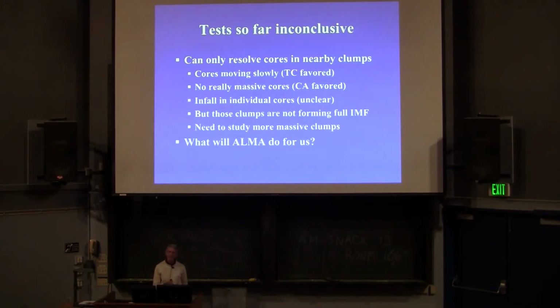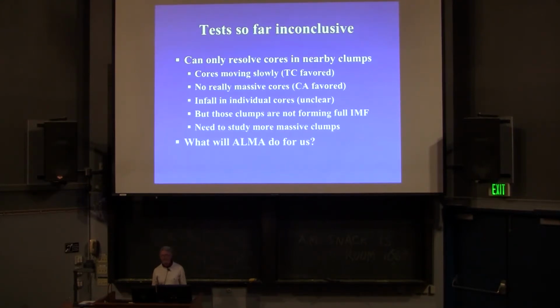In the nearby clouds, we can resolve cores, but they're not in these massive regions that we would like to study. And what we find is that the cores are moving very slowly, so that's in favor of the turbulent core picture. But there's no really massive cores. If you remember the plot I made of the core mass function, it sort of stopped at maybe 5 or 10 solar masses. So you might say that competitive accretion is favored there, but again, we're not really testing it. Infall in individual cores, unclear.